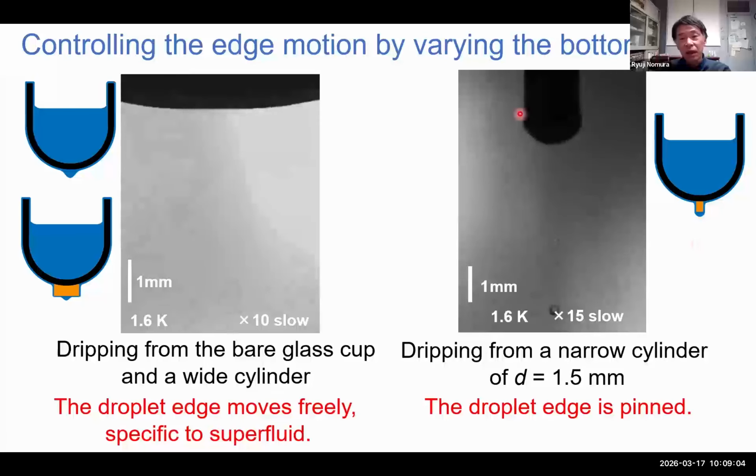We made a bottom shape in this way too. I glued a narrow cylinder of about 1.5 millimeters. In this case, as you see, the edge of the droplet is pinned at the corner of this cylinder. And in this case, the behavior of these droplets is similar to that observed for water. So in this case, I don't see much anomaly. But in the other case, I saw many anomalous things.